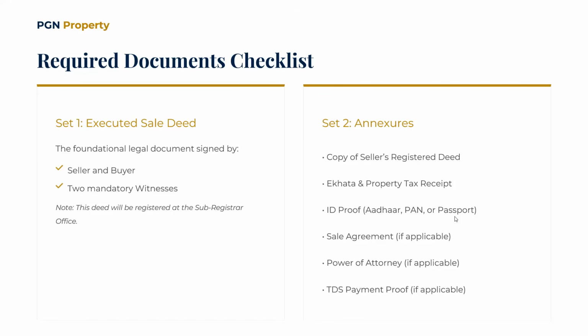If seller and buyer have a sale agreement, it is required for the declaration of stamp duty. And the power of attorney: if buyer or seller is represented by someone, the power of attorney is required. And the TDS payment: if the seller is an NRI or the consideration is more than 50 lakh, we require the TDS.